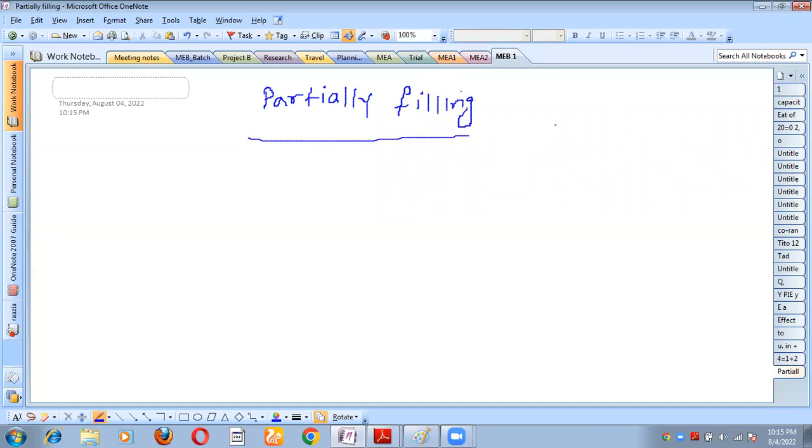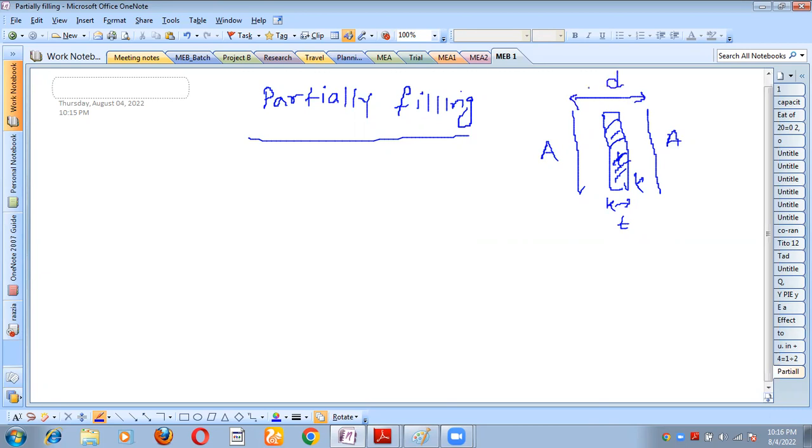So what will happen? Suppose you have a capacitor and I have put a thin dielectric like this. Suppose this dielectric constant is K and its thickness is T, the area of the plates is A, and the separation is D. So now what will happen to capacitance?